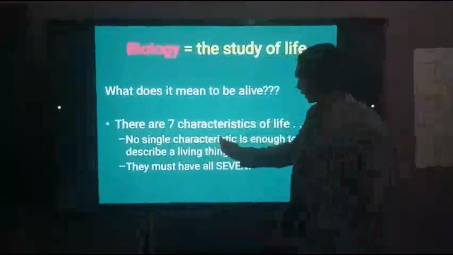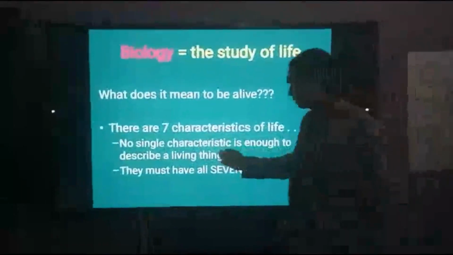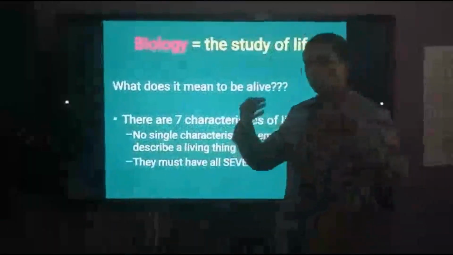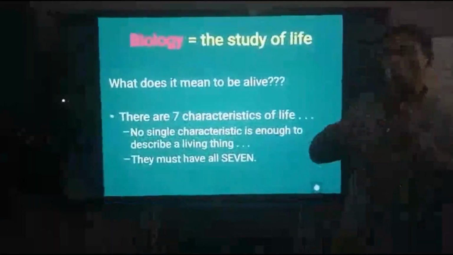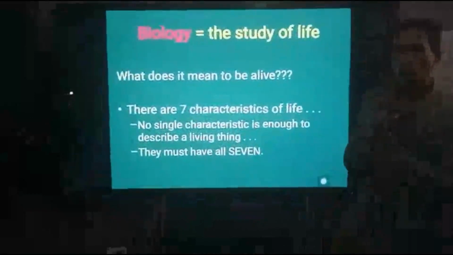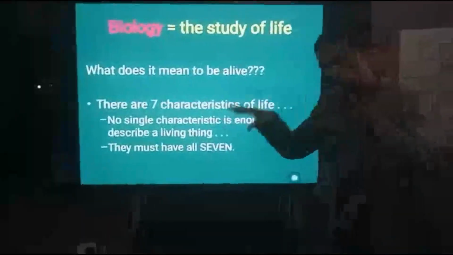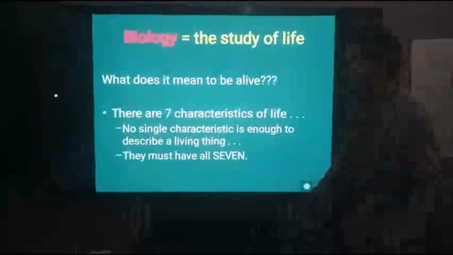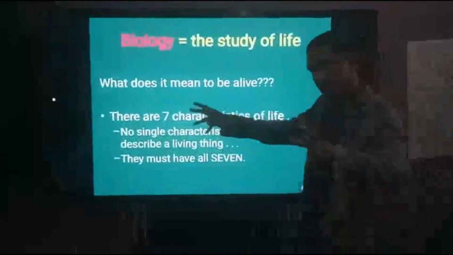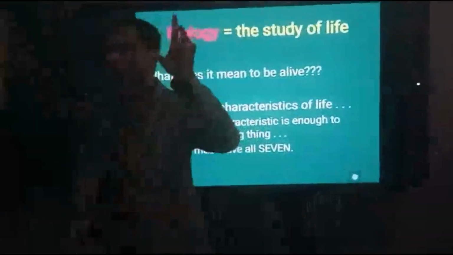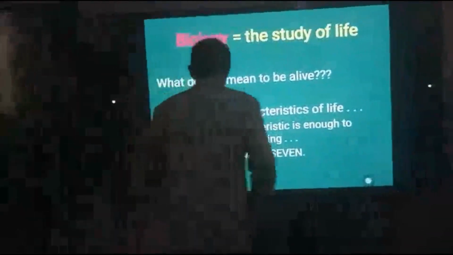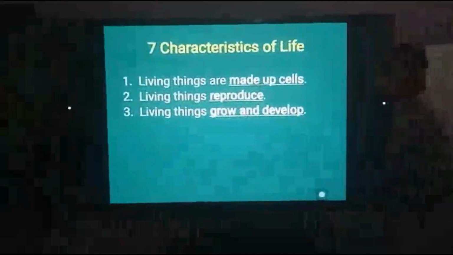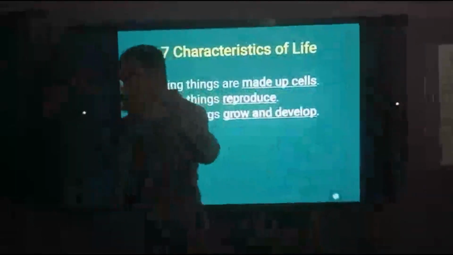No single characteristic is enough to describe a living thing, because sometimes some non-living things have one, two or more characteristics. So we have to consider all the characteristics when we describe a living thing. Normally according to biology we have seven major characteristics. They must have all seven. So we will discuss step by step.